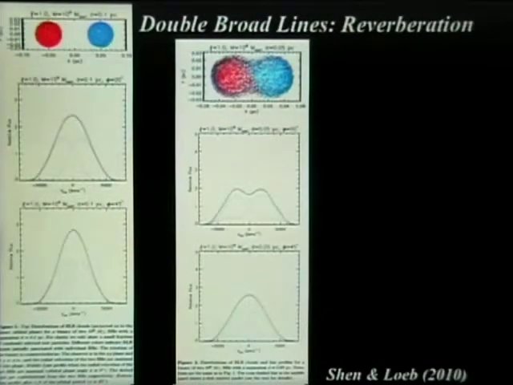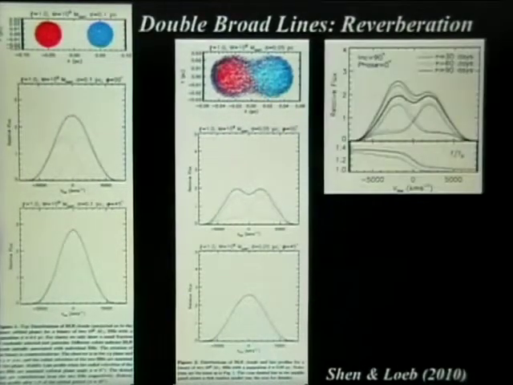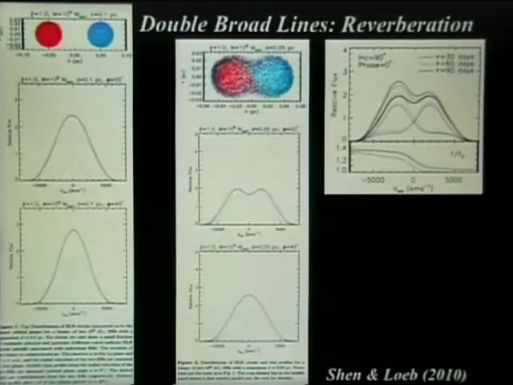broad lines when the black holes get very close to each other, but that actually turns out to be difficult to identify. And one simple way to tell is using reverberation mapping. If one monitors the flux as a function of time, then one can see an echo of the variability of one of the sources represented in the shape of the broad lines.